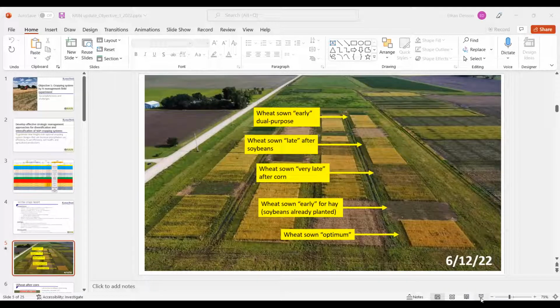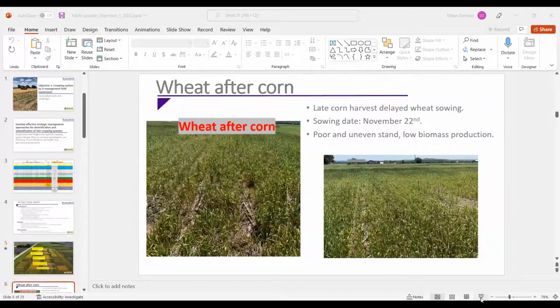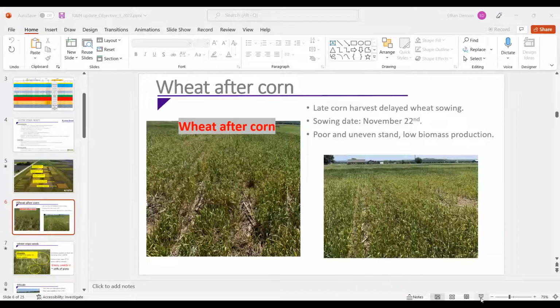So we have very large differences in phenology, which is actually going to be great as this project moves along. Wheat planted late, but after soybeans, not as late as the other one. And wheat sown early as a dual purpose as well. So a very large range of systems within the wheat phase actually creates pretty large differences in phenology as well. And here just some things on the challenges, right?